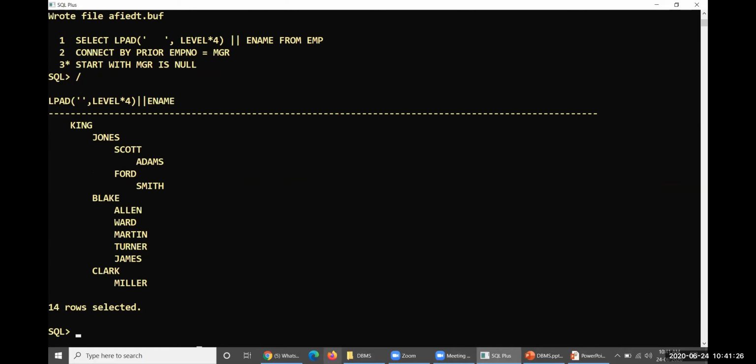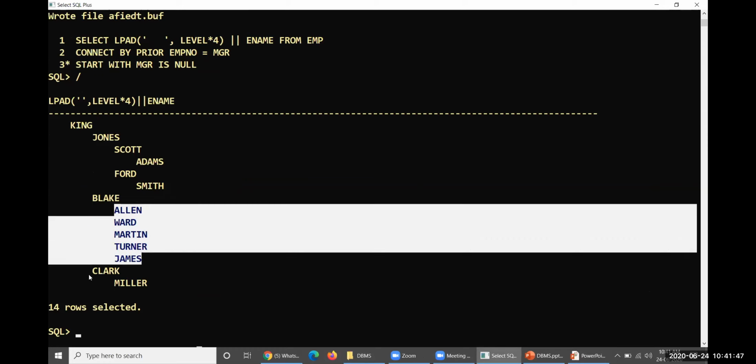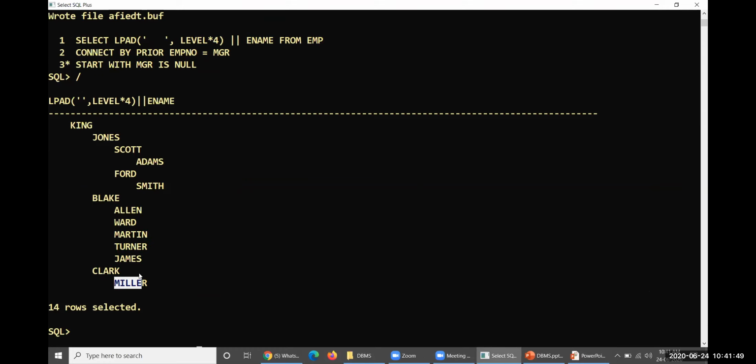Look at this. King is the highest position person. Under him, Jones, Blake, and Clark are working. Under Jones, Scott and Ford are working. Under Scott, Adams is working. Under Ford, Smith is working. Under Blake, these people are working. Under Clark, Miller is working. Hope that you understand the specification here.